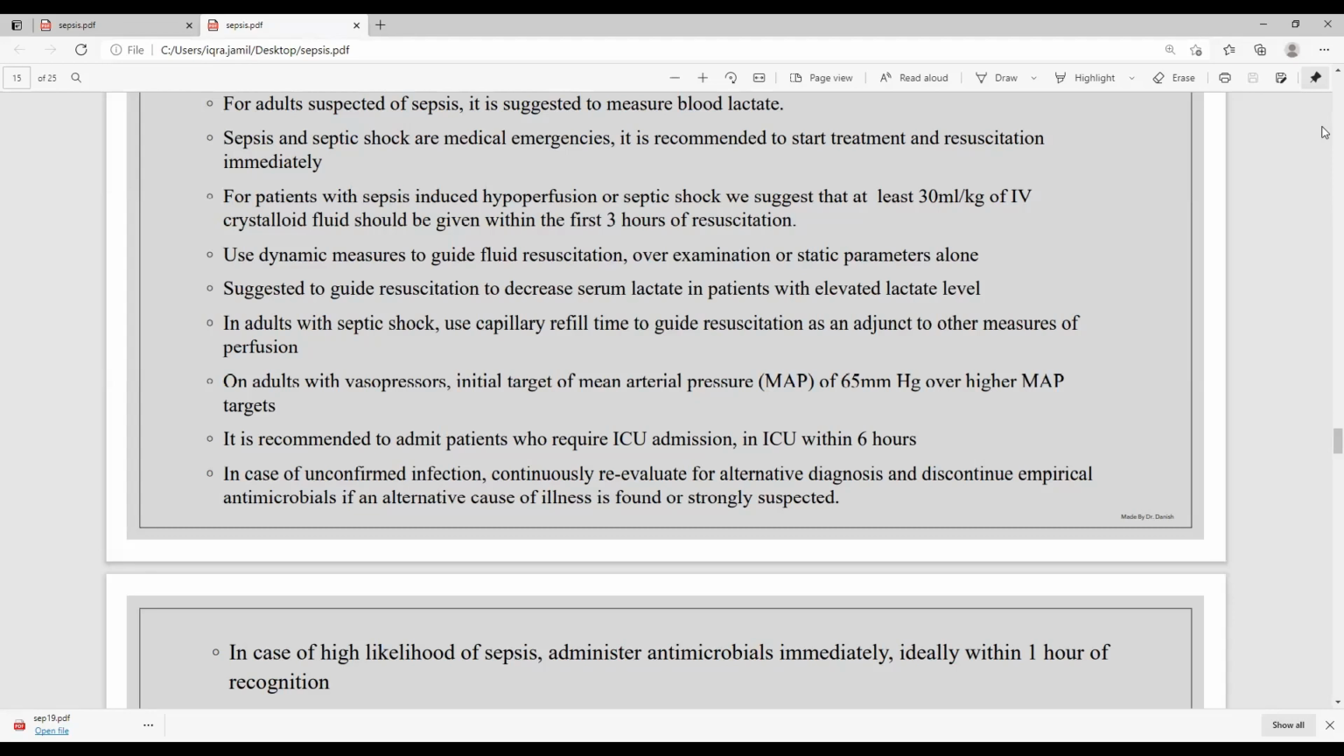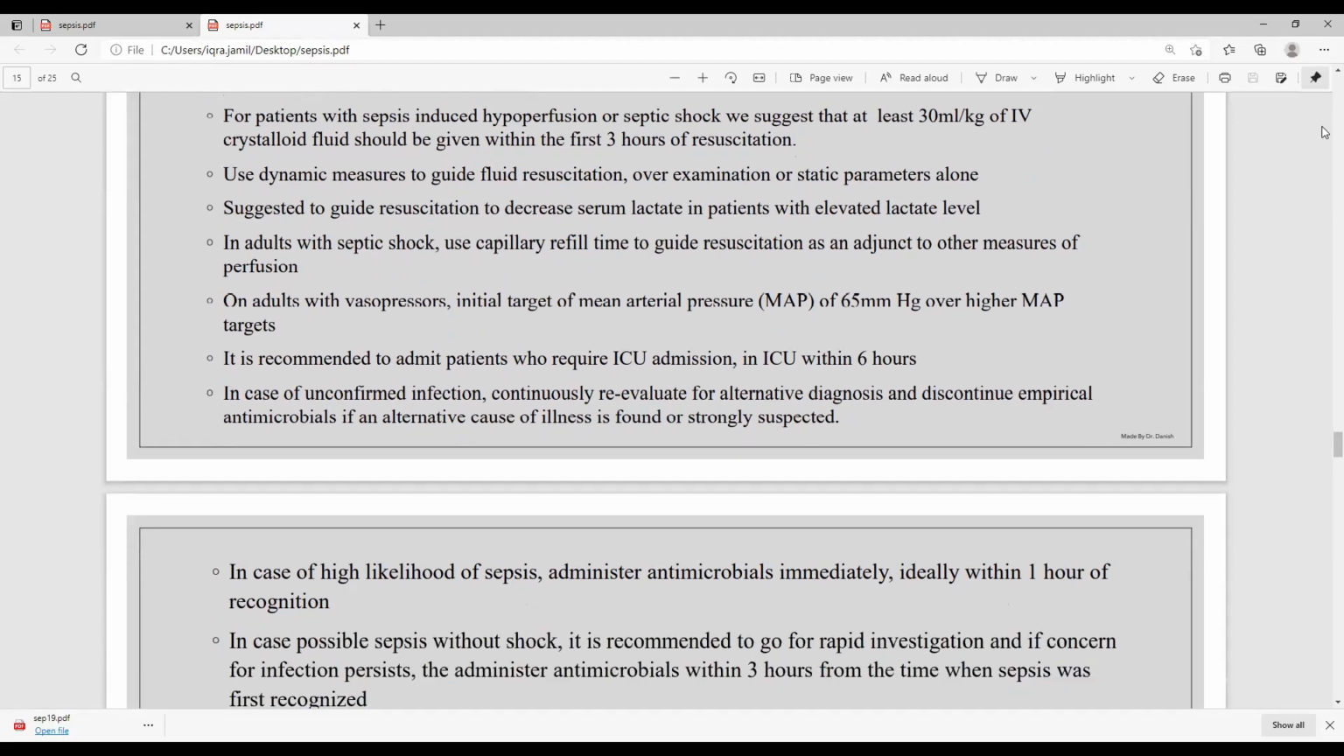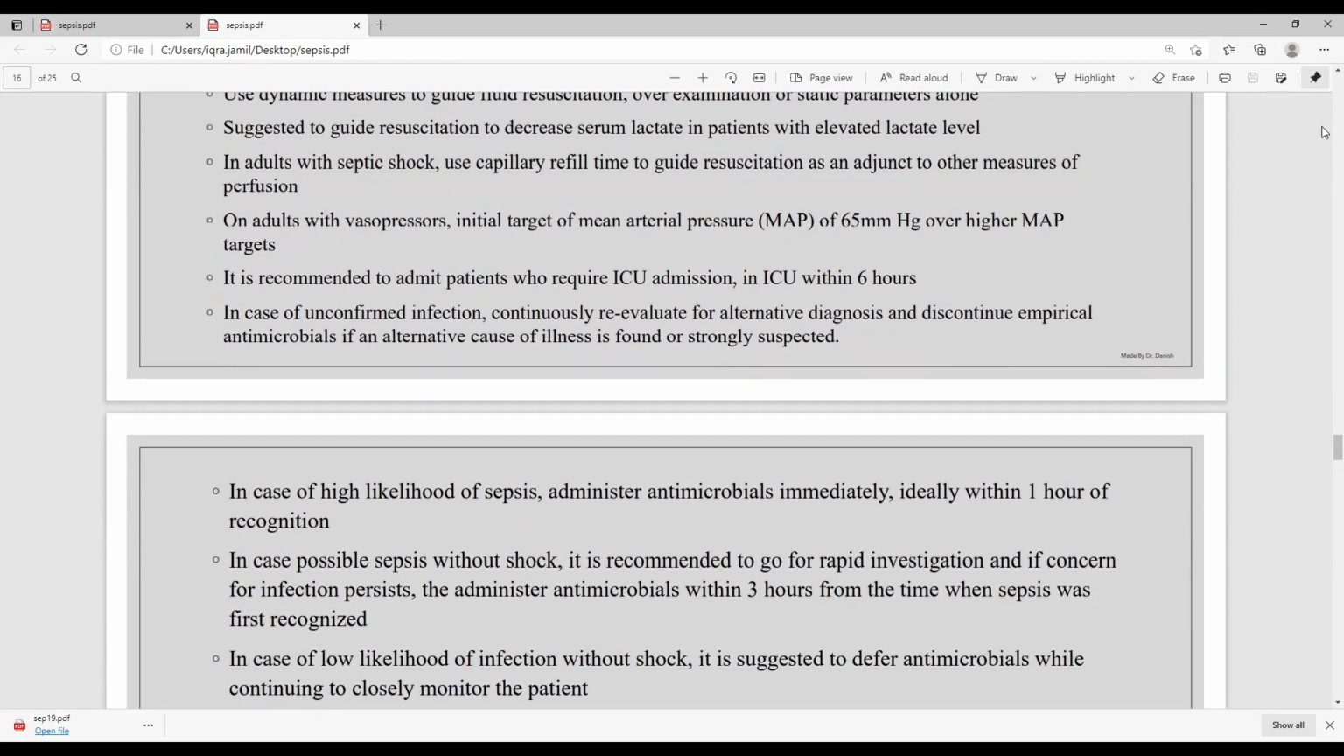It is recommended to admit patients who require ICU admission to the ICU within 6 hours. If it is delayed, the mortality rate will increase. In case of unconfirmed infection, continuously reevaluate for an alternative diagnosis and discontinue empirical antimicrobials if an alternative cause of illness is found or strongly suspected. In case of high likelihood of sepsis, administer antimicrobials immediately, ideally within 1 hour of recognition.